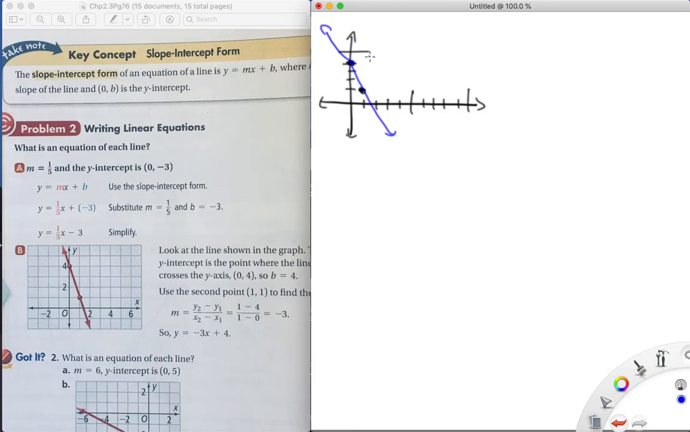Okay. So this is (0, 4). This is (1, 1). So first things first, we've got to find our slope.